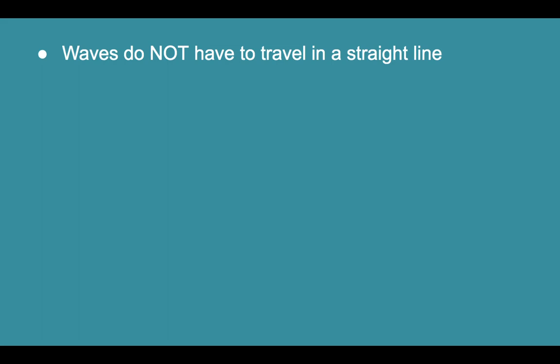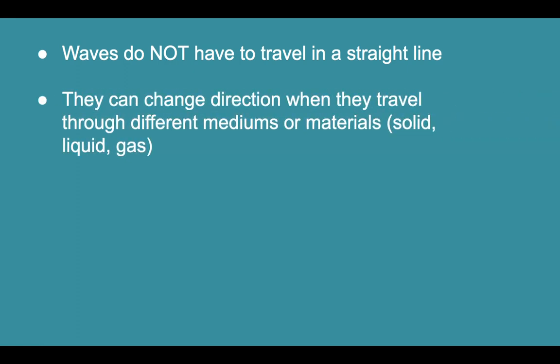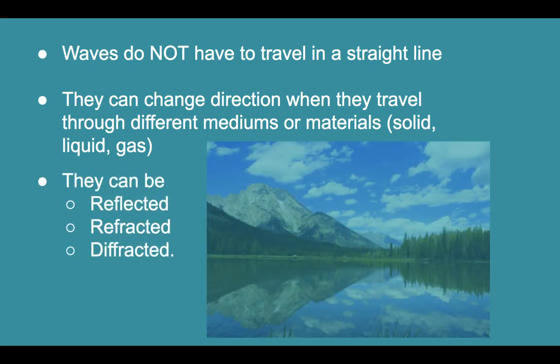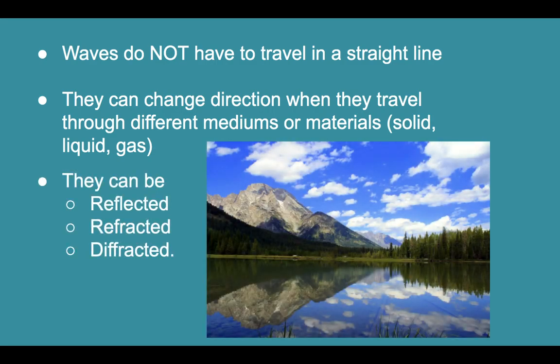Okay, new stuff. Waves do not have to travel in a straight line. They can change direction when they travel, and they change direction usually when they travel through different mediums or materials like solids, liquids, or gases. Very important: they can be reflected, refracted, or diffracted.